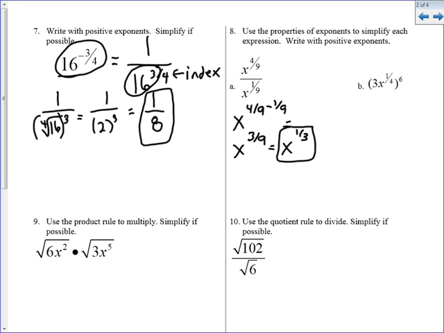Now with B, I have a product to a power. So what do I want to do with the 6th power there? Distribute it. And then I'm going to end up on the second one multiplying. So I have 3 to the 6th. Don't forget the number. And then x to the 1/4 to the 6.